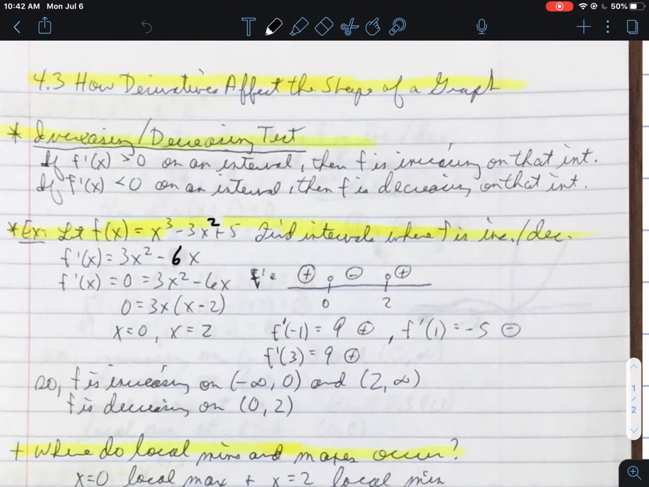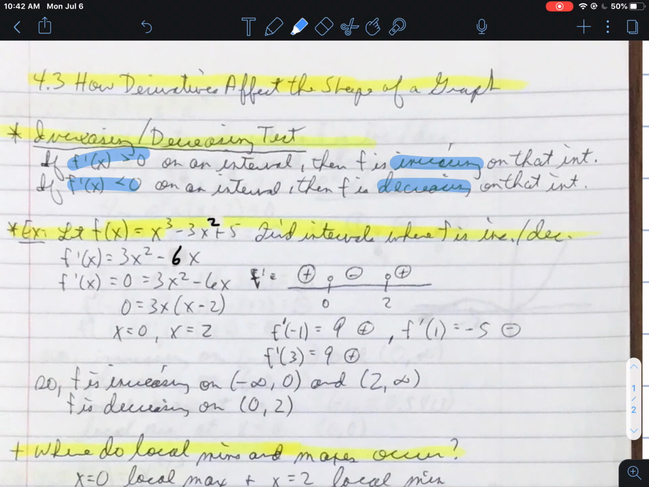All right, so increasing and decreasing. So like we said, this goes back really to what we've already said. If f prime is positive on an interval, then our function is increasing on that interval. All right? That's nothing new. Right? That's back from early on. And then if our derivative is negative on an interval, then we know that our function is decreasing on that interval. So we have an increasing function if our derivative is positive, and it's decreasing if our derivative is negative, right?